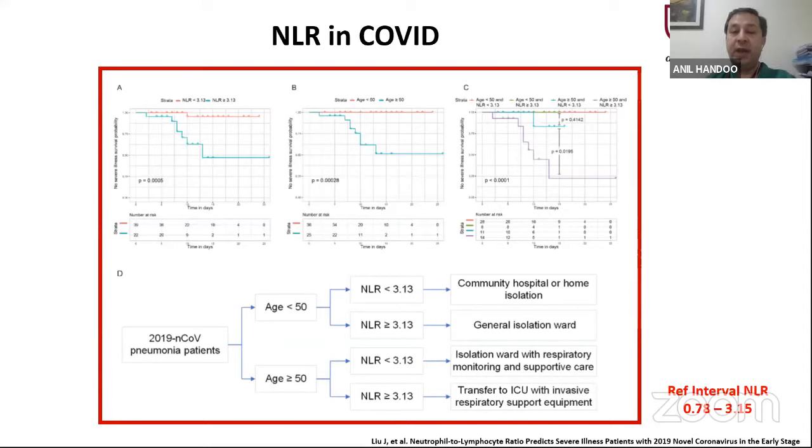They have also looked at, if you look at these curves, how they have fared in terms of their survivals, with the lower survivals for those having a higher NLRs. So if you look at this picture over here, what's obvious is they have divided the two groups into age less than 50 and more than 50. And then based on the NLR, they have decided whether they want to keep them in community hospital or isolation at home or in general isolation ward. And likewise for patients with more than 80 years of age, again, based on the NLR of 3.13, they decided that cutoff and went ahead.